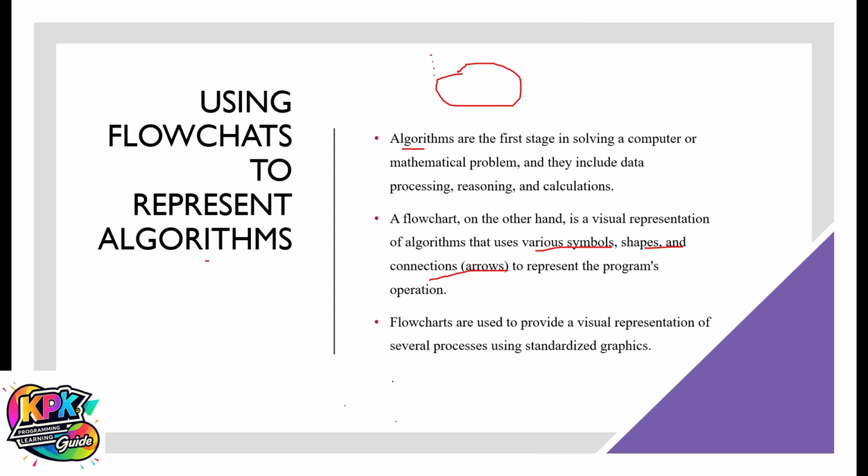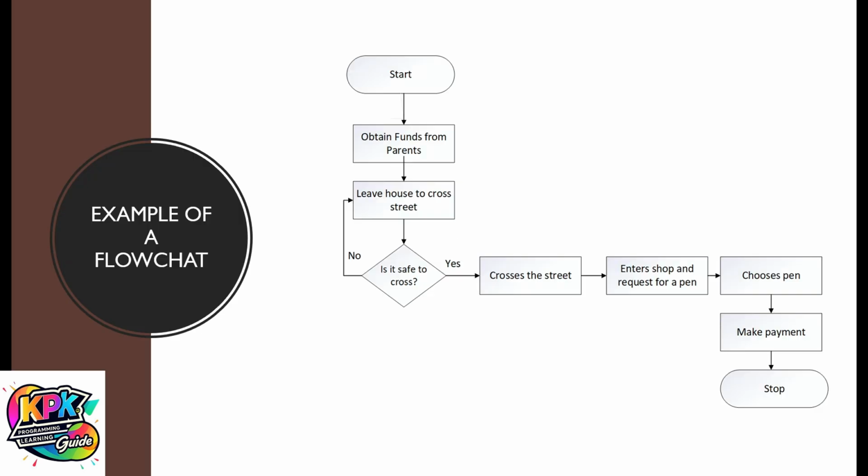So basically, flowcharts are just the use of symbols to represent various steps or processes in an algorithm. So flowcharts provide a visual representation of such processes using standardized graphics. Okay, so they are symbols and they have their meaning. Let's look at a simple example of a flowchart.